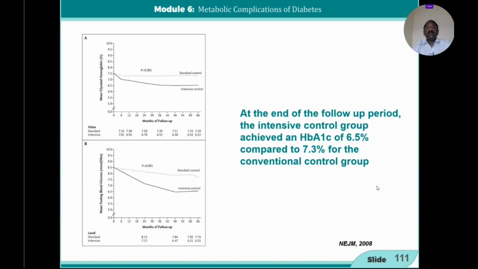So this is the Advance trial. At the end of the follow-up period, the intensive control group achieved an HbA1c of 6.5% compared to 7.3% for the conventional control group. So when you keep the HbA1c at 6.5, there is not much mortality. When you are aiming for less than 6%, more mortality.